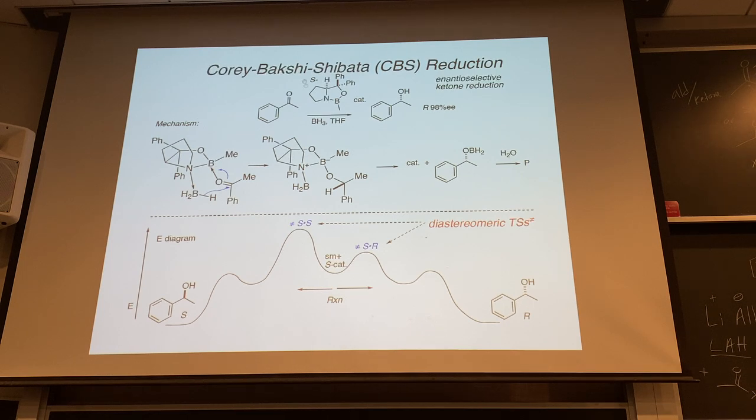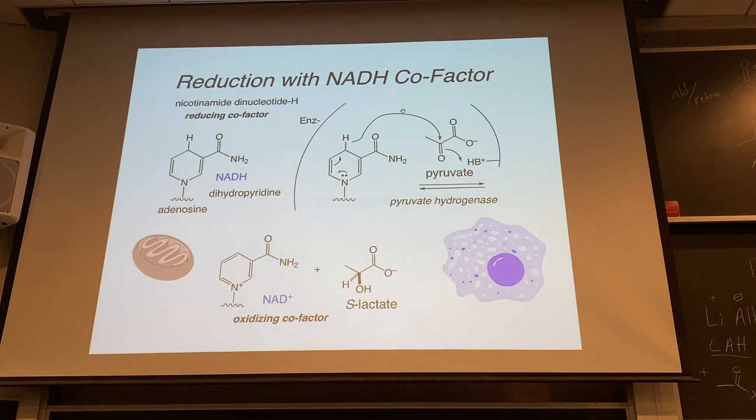Don't worry about the Corey-Bakshi-Shibata catalyst. Don't memorize that. Just the concept of if you have a chiral catalyst, potentially with a ketone, you could get the chiral product. This is seen in biology all over the place. When we get to this later in the semester, and maybe you've heard of this before, these are cofactors and enzymes. So this is nicotinamide adenine dinucleotide hydride, or reduced form. It's a dihydropyridine, and this is just part of the cofactor. There's a big adenosine and some other groups down here. So the wiggle here just means this is the part that's involved in the mechanism.